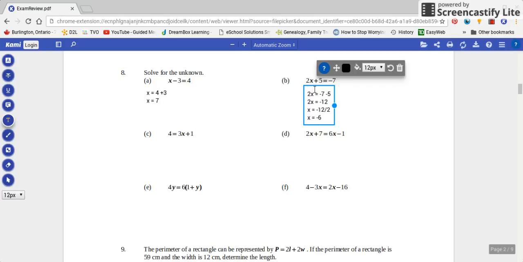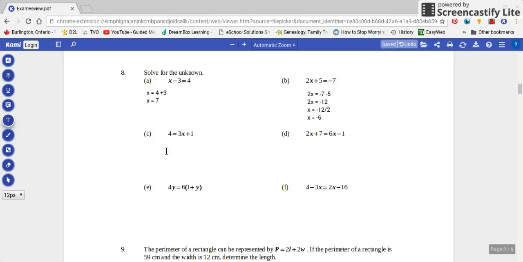And if you want to double check if you're right, you can put this negative 6 back up into your equation and solve it and see if both sides are equal. So is 2 times negative 6, that would be negative 12, plus 5. Is negative 12 plus 5 negative 7? Yes, it is. So we've solved that problem just fine.